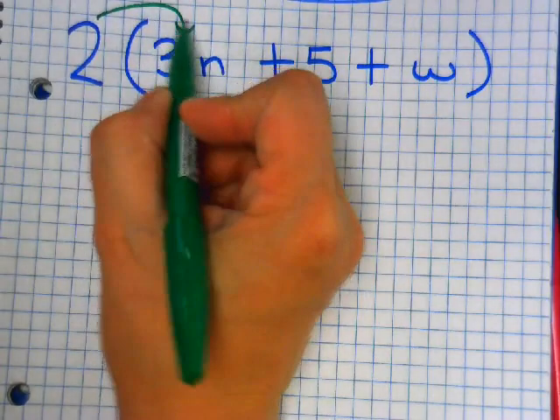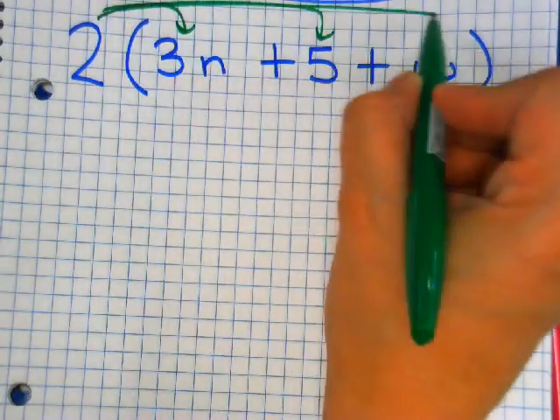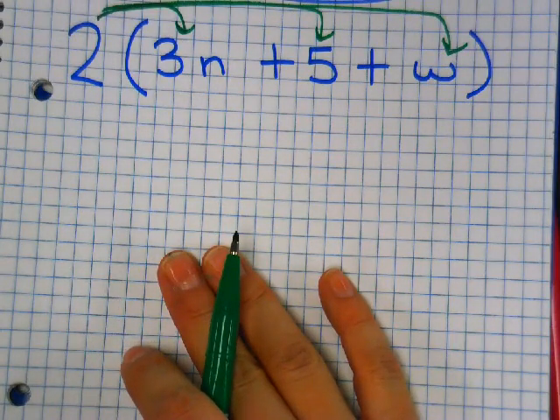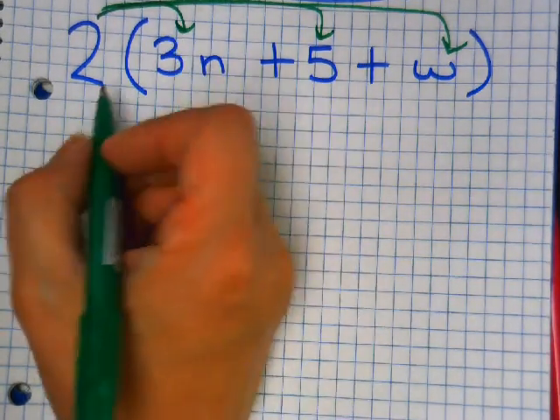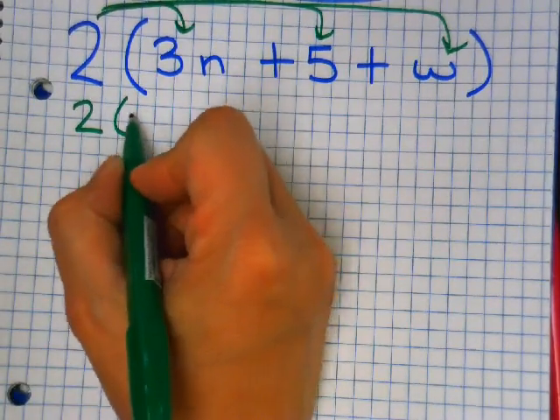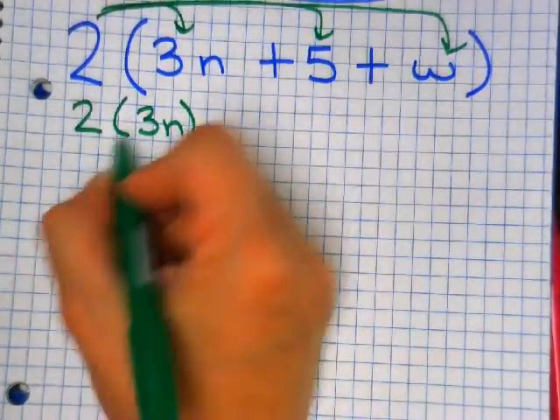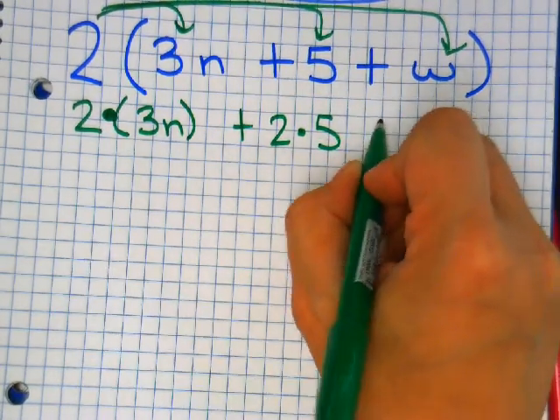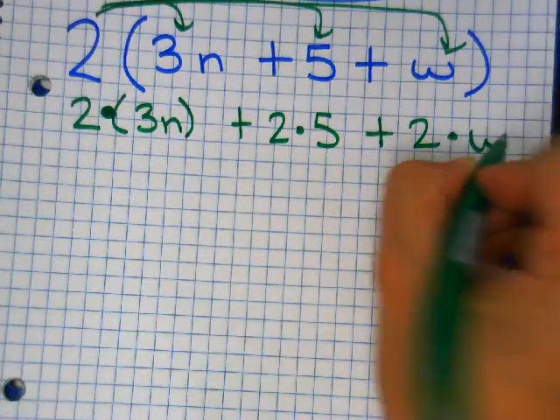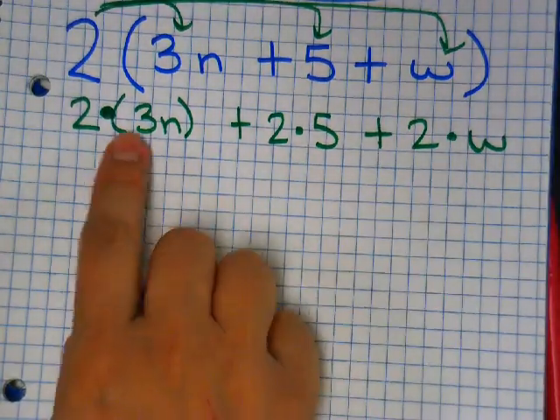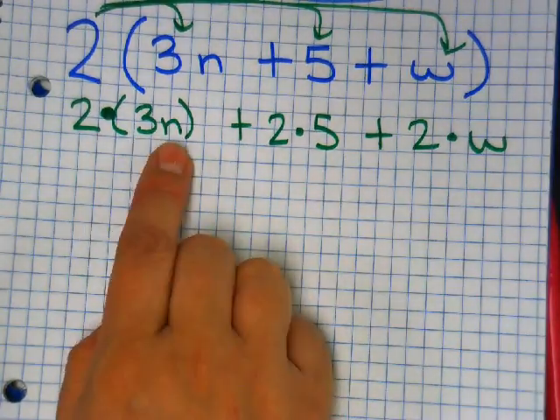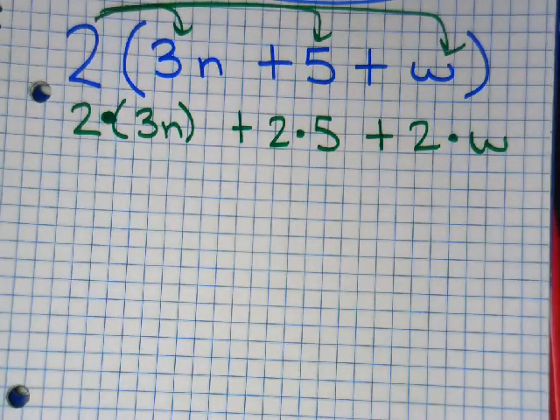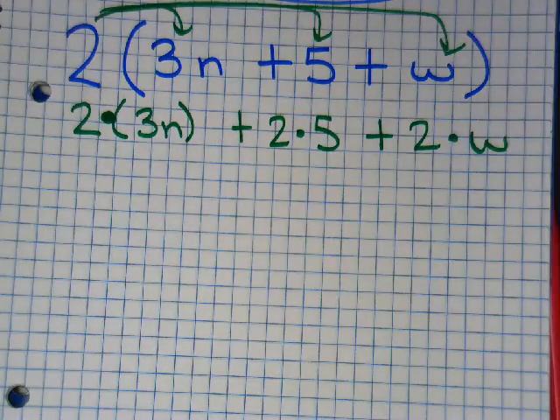gets 2. Everybody. Don't forget about the W. It counts. So, 2 times 3n plus 2 times 5 plus 2 times w. I added those parentheses for no reason. They mean nothing. Alright, I'm gonna read them, but then it's easier. You can see it, but I don't want you to get confused.